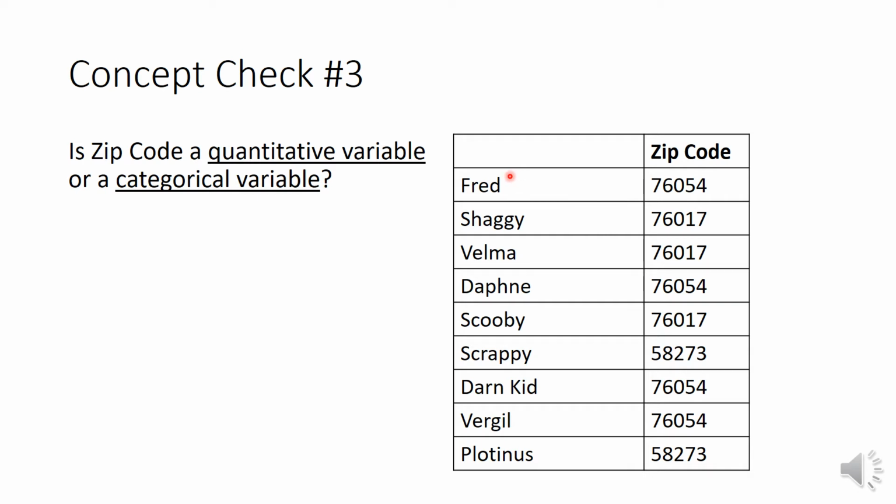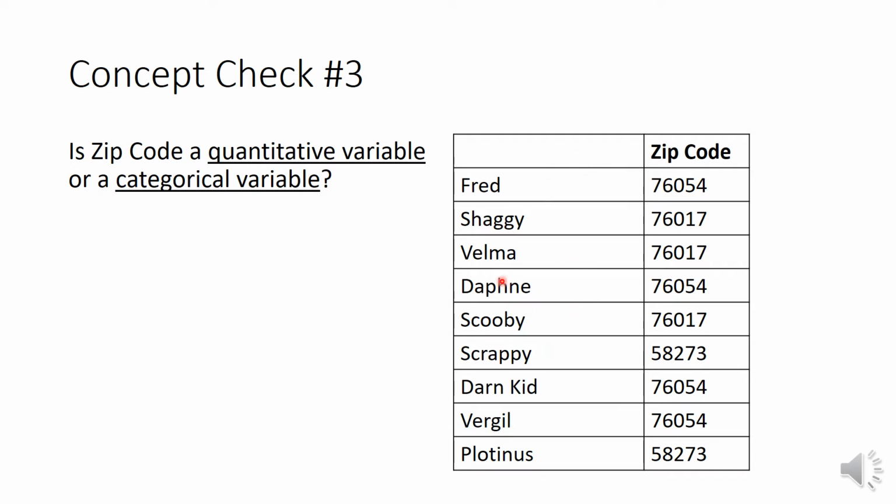Okay, so I'm assuming that you have already figured out what you think the answer is. So in this case, the values that the variable zip code takes on are numerical, seemingly. But this is not a quantitative variable. It's a categorical variable. And again, think of it this way.